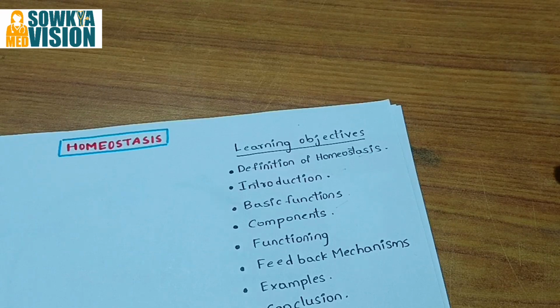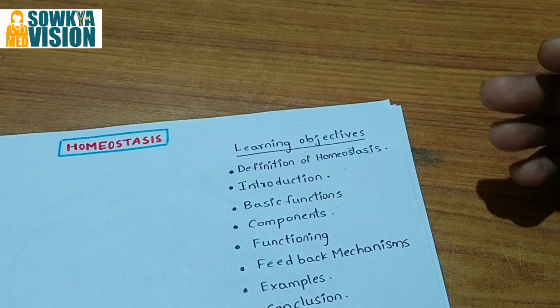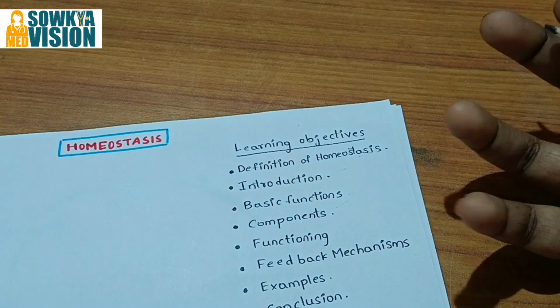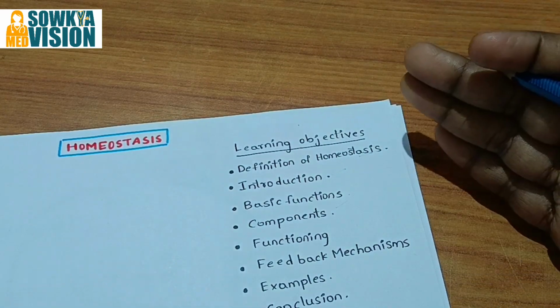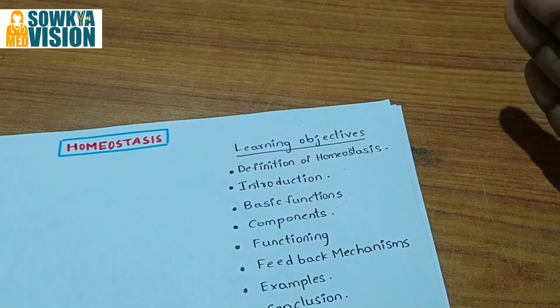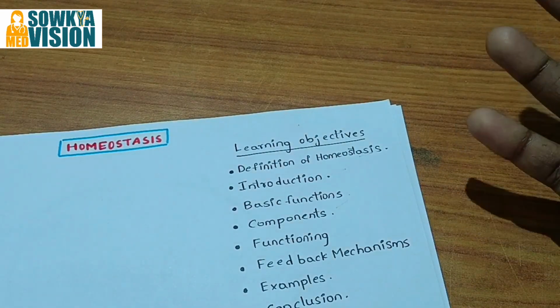First topic, homeostasis. This is a basic word you will come across throughout your medical life, and you have to differentiate between homeostasis and hemostasis. Homeostasis gives the meaning of internal balance of the body, whereas hemostasis is related to blood, the regulation of the blood. You have to differentiate between them before writing an answer.